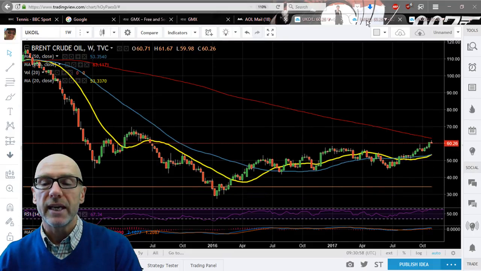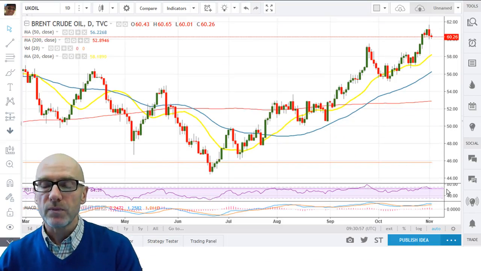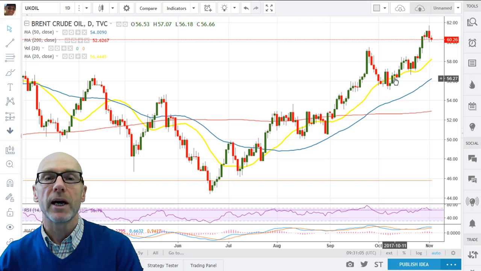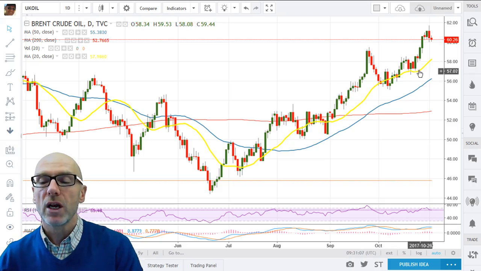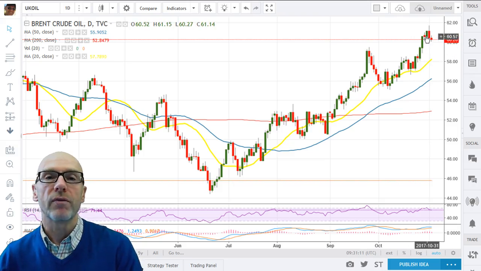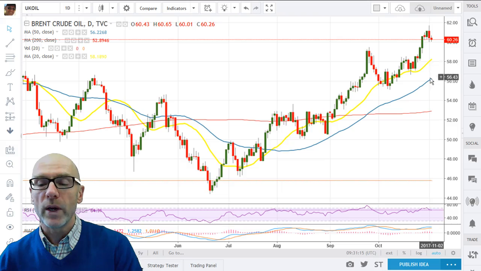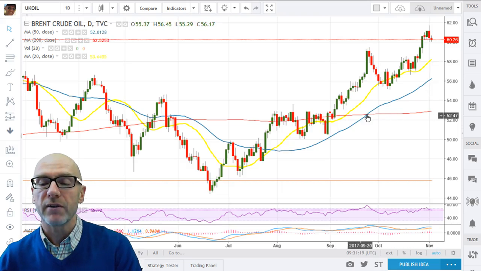On the daily picture, here you can see that the move up was instigated by the support given by the 20-day moving average. We then had what I always call the trampoline effect off that moving average, which broke through the resistance. We have had bullish crosses on the 20 and the 50 crossing the 200, so the medium term trend is okay.